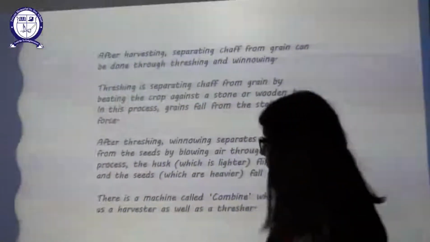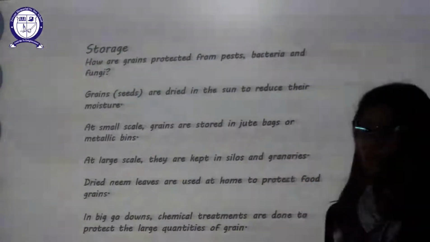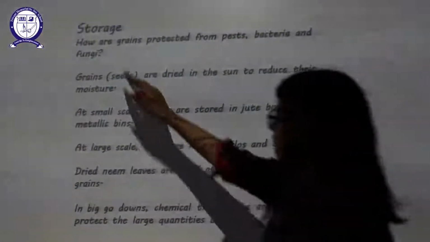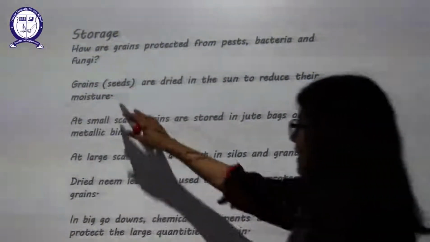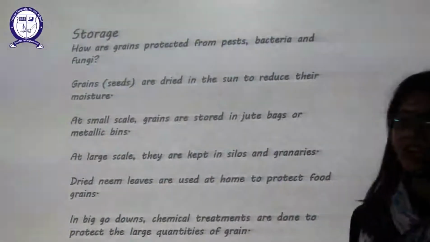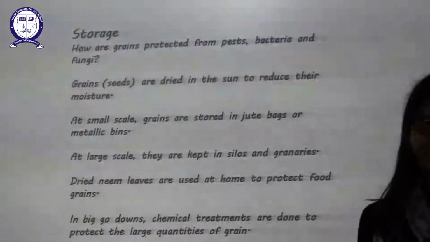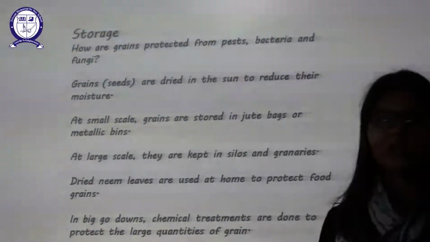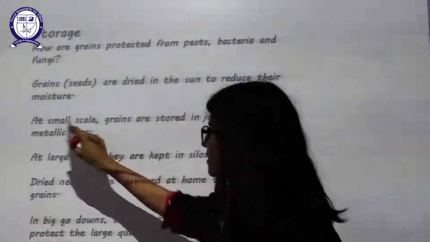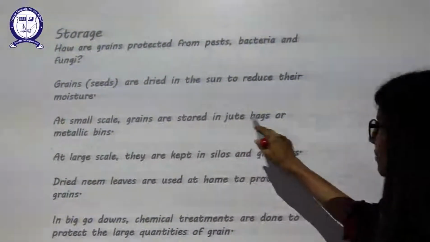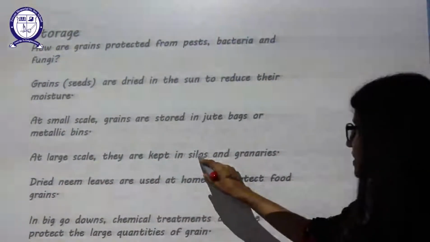Now storage. This is the last step, in which we store our harvested crop. How is grain protected from pests, bacteria and fungi? Grains are dried. Drying is very important because all these microorganisms, pests, etc. need moisture. If we remove moisture from the seed, it itself gets protected, so we reduce the moisture. On a small scale, grain is stored in jute bags or metallic bins, but on a large scale they need to be kept in silos or granaries.